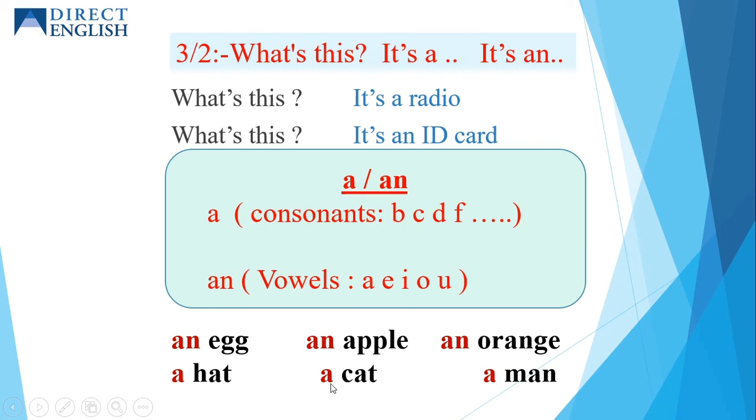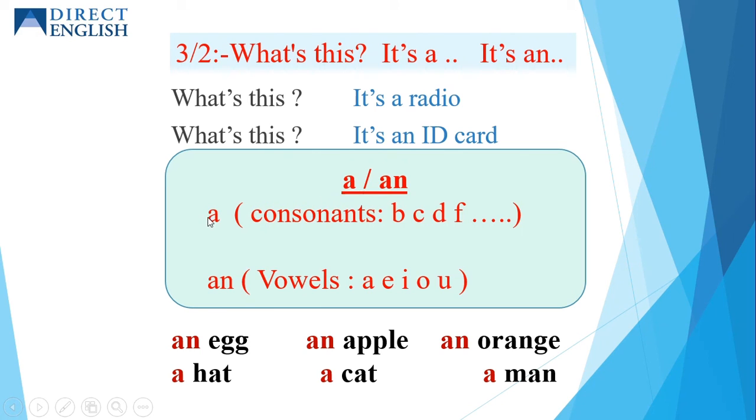A cat, the same. This letter is a consonant. The last example, a man. So here we have a man. Why? Because the first letter M is a consonant. So let's say it again. When you have a singular countable word, you have to put a or an before it.